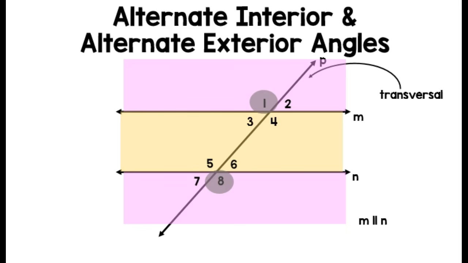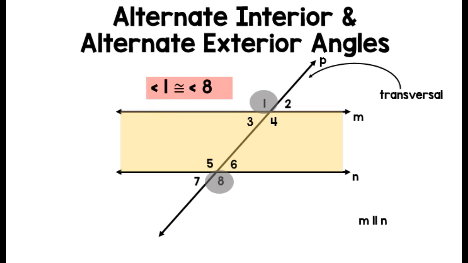What we're first going to talk about is alternate exterior. So we're in the pink, we are on the outside. And when we say alternate, what we mean is different sides of the transversal across from each other. So you can see right here I've highlighted angles 1 and 8. These two angles are alternate exterior angles. They're on opposite sides of the transversal, they're on opposite parallel lines, and they're on the exterior.